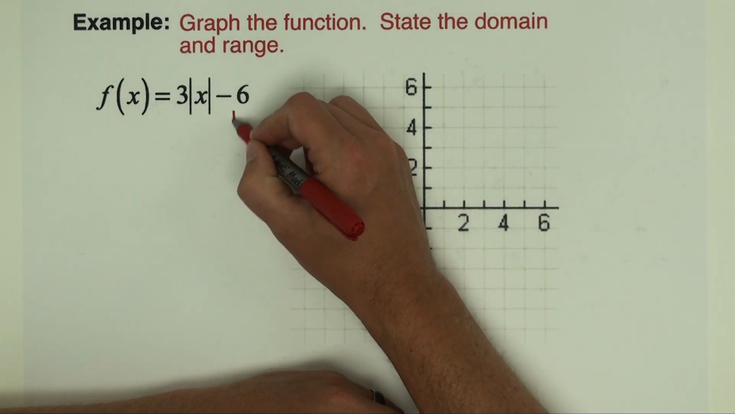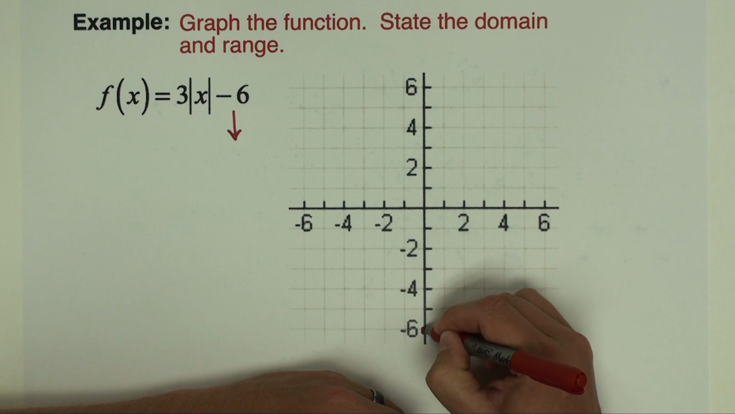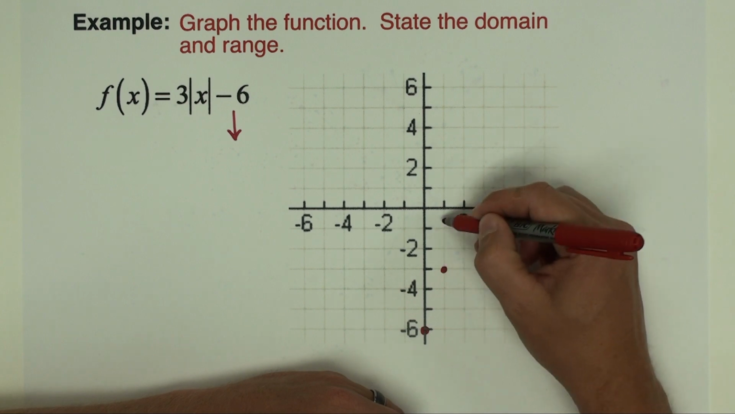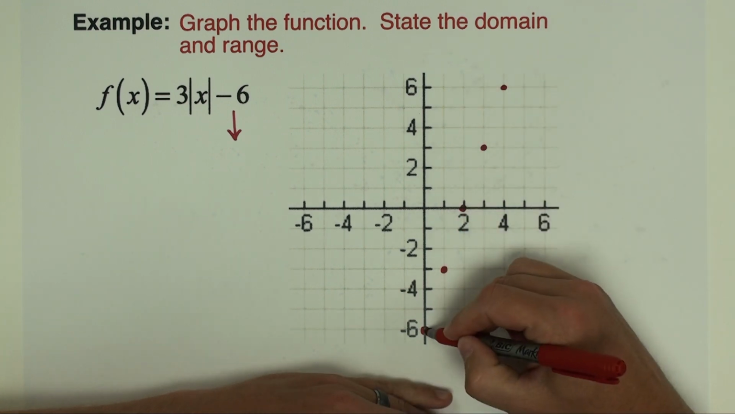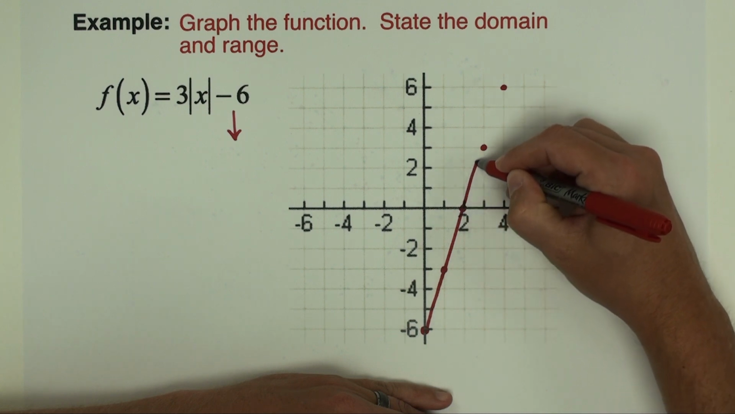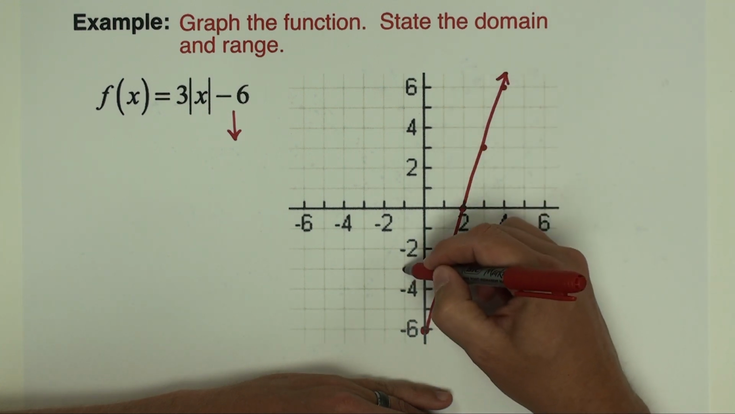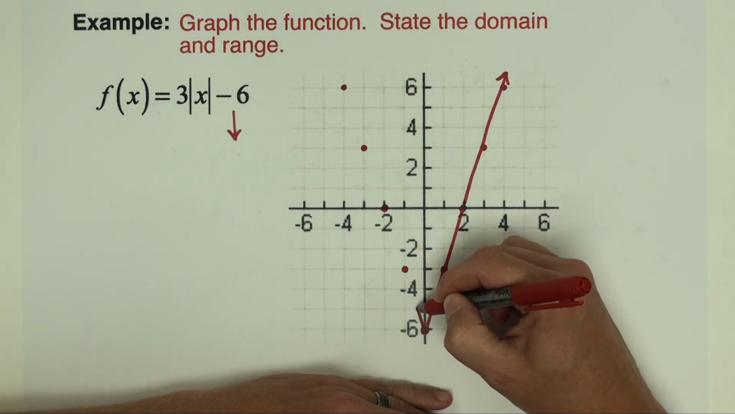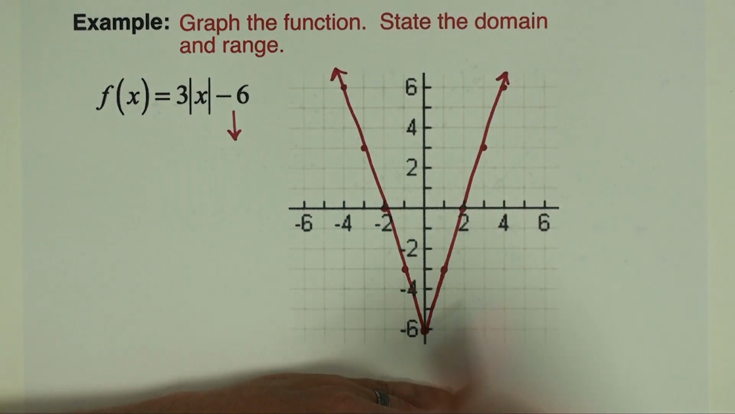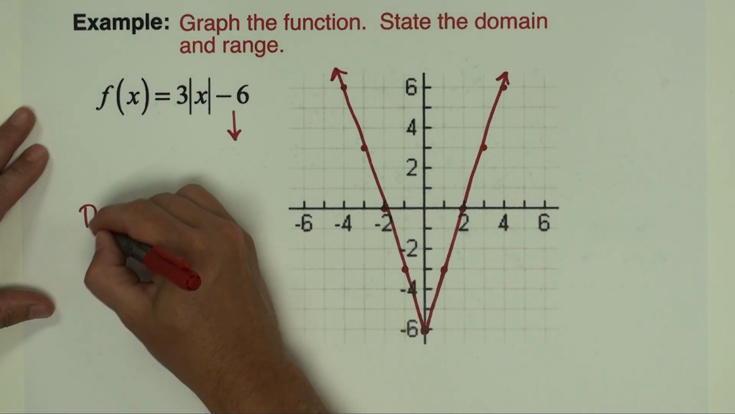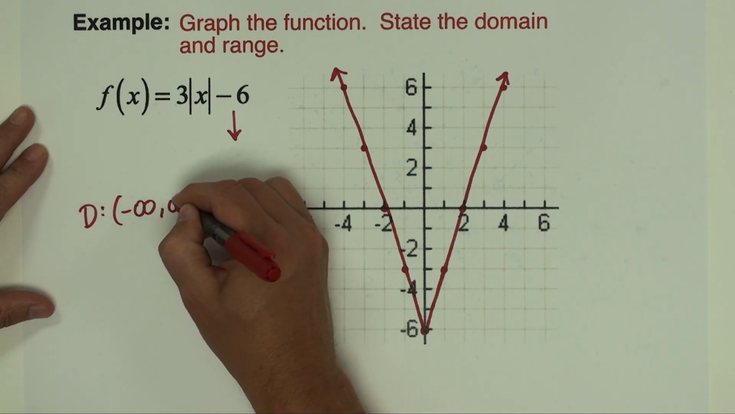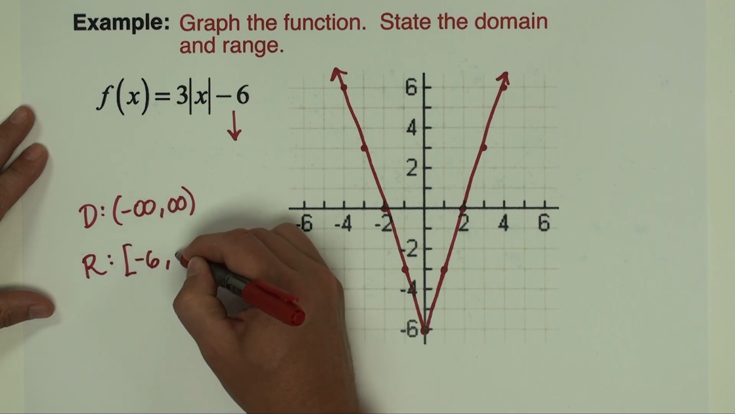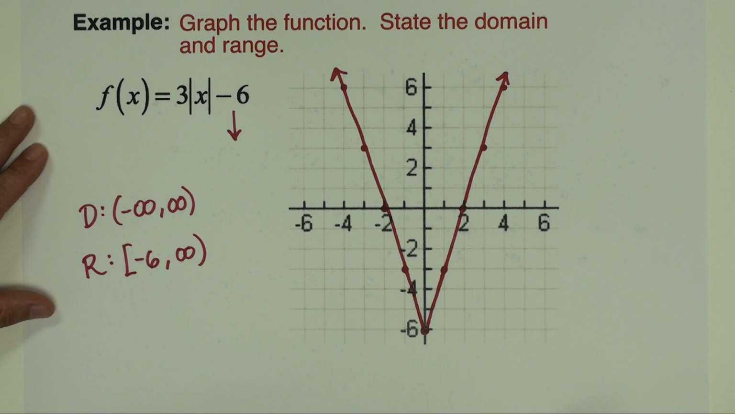This minus 6 is going to move the graph down 6 units. The 3 is going to act like a positive 3 slope to the right, and it's going to act like a negative 3 slope to the left. Going to make kind of a very skinny absolute value graph. So there's our graph. The domain of this function is negative infinity to positive infinity, and the range starts at negative 6 and goes up to positive infinity.